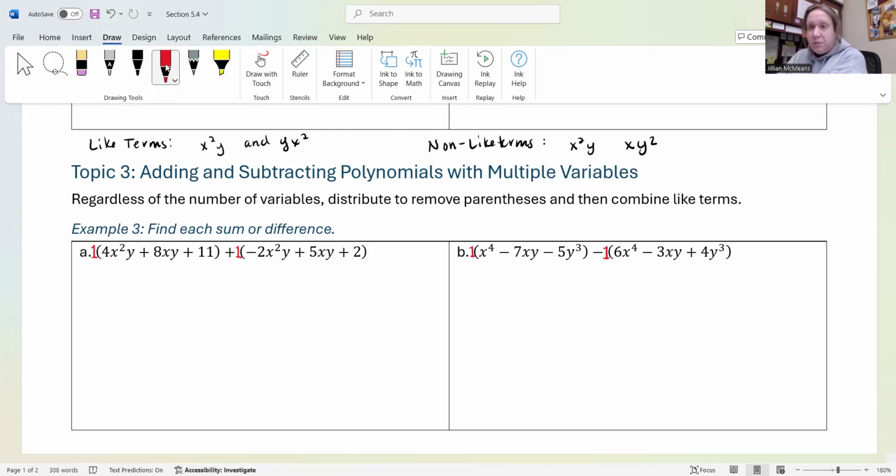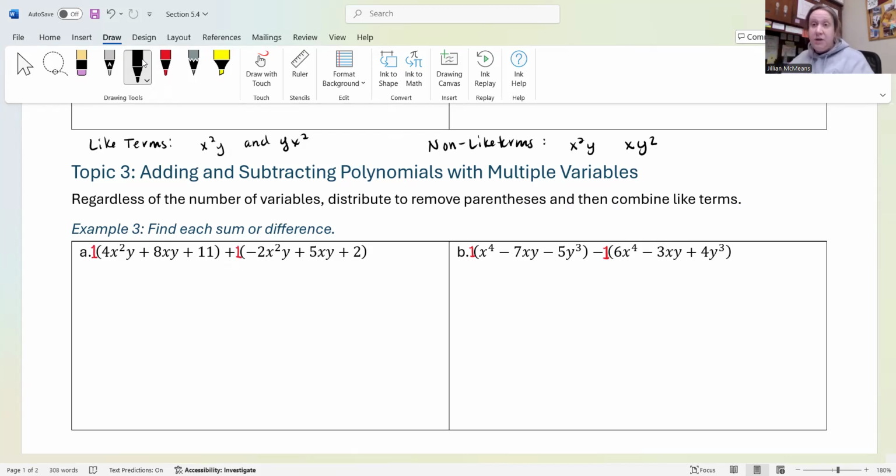So if there's a plus or nothing at all in front of the parentheses, you just kind of drop the parentheses. If there's a negative or a minus in front of the parentheses, then you have to do a little more work. You have to watch your signs there. But otherwise, it's just getting rid of parentheses and then combining like terms. Okay, so let's look at example 3.